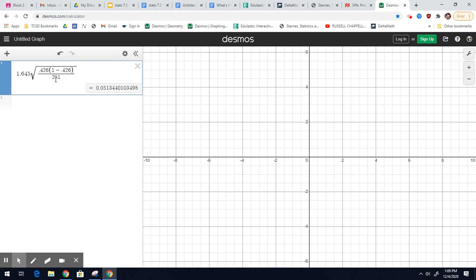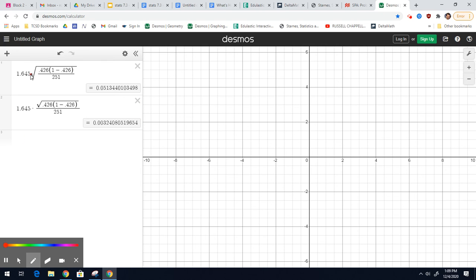Notice that the square root encompasses the 251. I know that some of you are going to do this. You're going to do it just like this. Watch, square root of 0.426 times 1 minus 0.426. And what's going to happen is the 251, notice, is not going to be in the square root, right? The square root's only on top. There's a big difference, right? Do you see the difference? This square root goes under, whereas this one does not. That's wrong. The second one's wrong. The first one is correct.